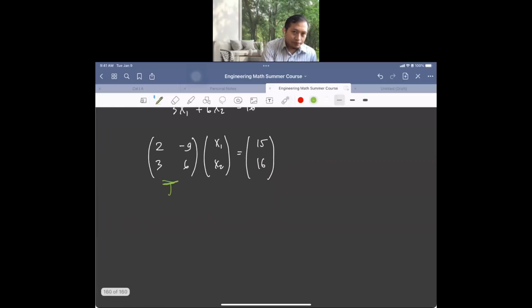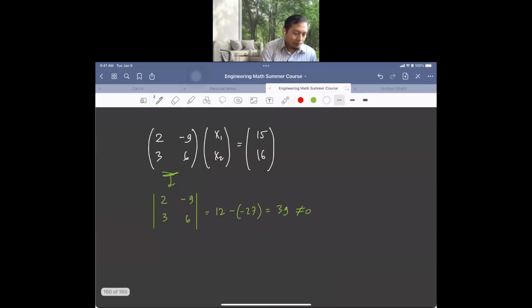Now, if you want to try using the inverse, we can try to make the inverse for this matrix here. So we find the determinant first. The determinant will be 12 minus 27, which is 39 in magnitude, and it is not equal to 0, right? So it's non-singular, so we can find the inverse.